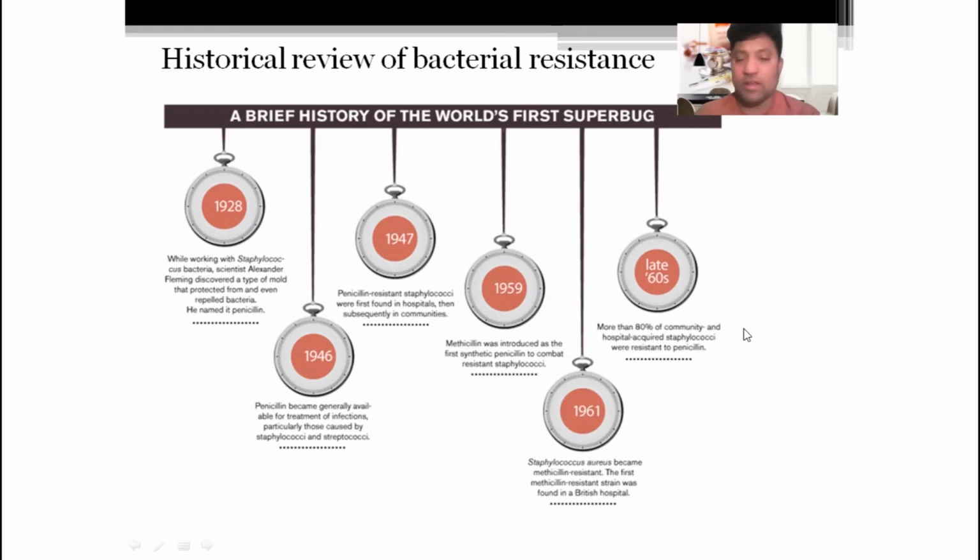In 1961, the first Staphylococcus aureus resistant to methicillin was noticed and identified in a British hospital. This was the strain afterward called methicillin resistant Staphylococcus aureus. This is a very typical class that still prevails around the world. So in the late 1960s, more than 80% of community and hospital acquired patients had resistance against penicillin. So this is the very basic, very fundamental historical review of bacterial resistance.